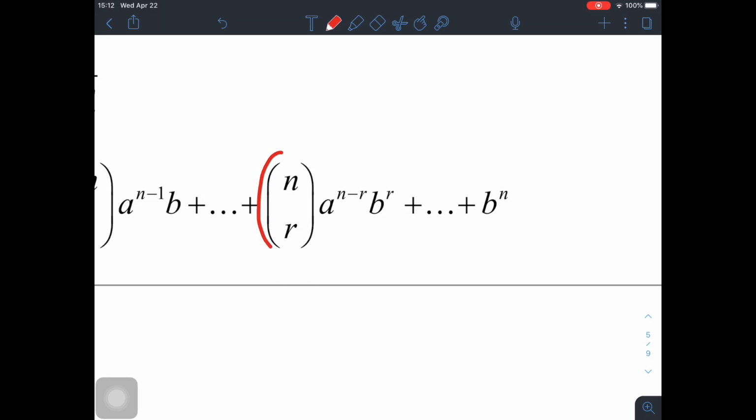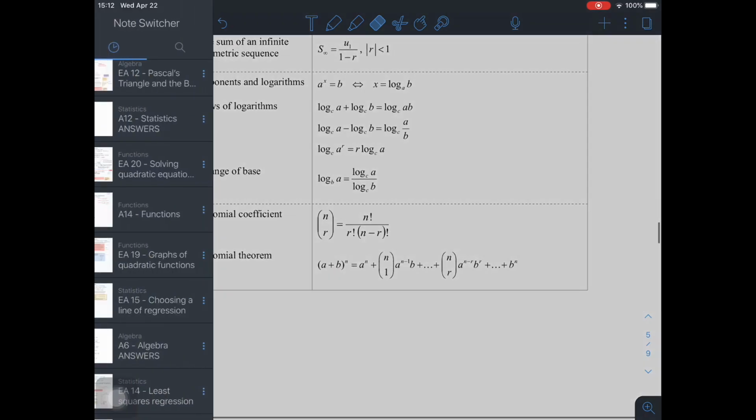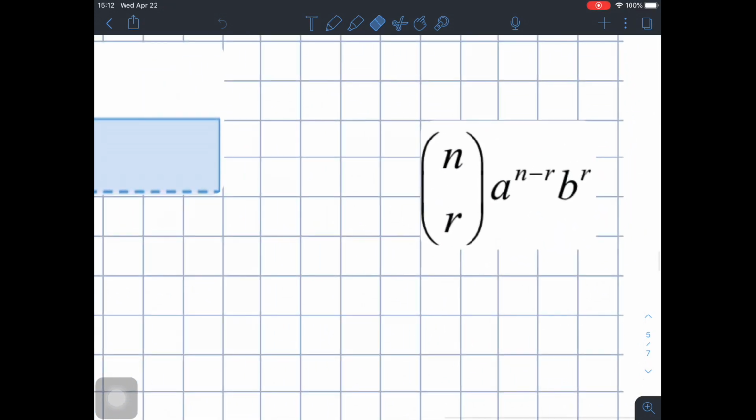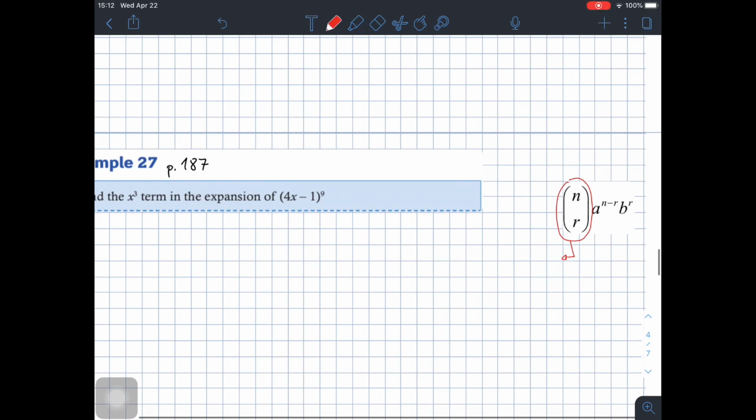Remember, this over here represents the coefficient. Let me write that in the electronic assignment better. If we go here, this term over here represents the coefficient from Pascal's triangle.